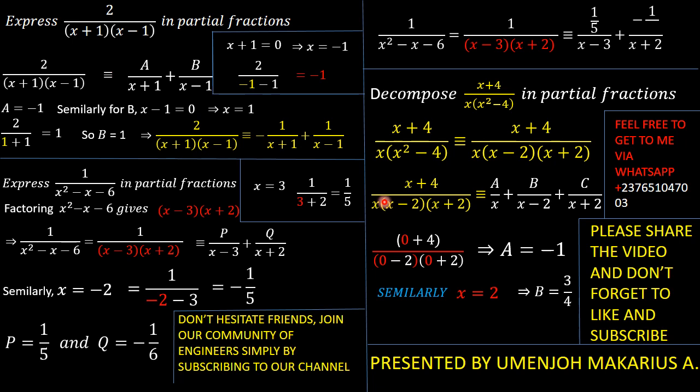In the same way, we are going to do it for c. We'll let x plus 2 equal to 0. We're going to have x to be negative 2, and if we close x plus 2 and put negative 2 into all the other x's, simplifying, we get c to be 1 over 4. So we simply come back here and put c to be 1 over 4, b to be 3 over 4, and a to be negative 1.